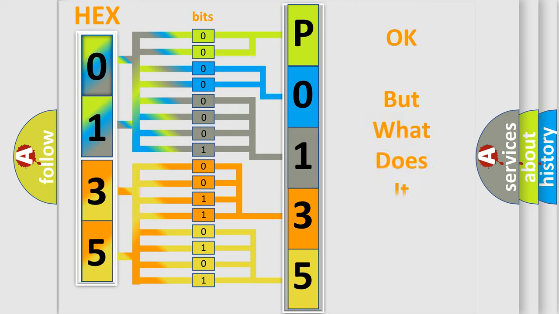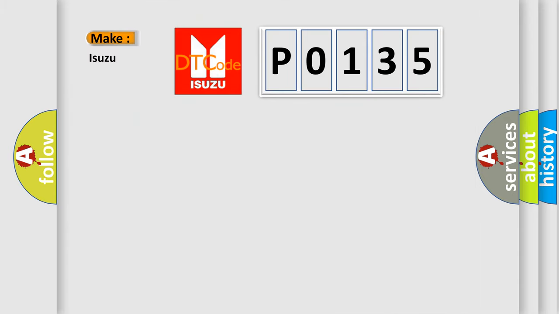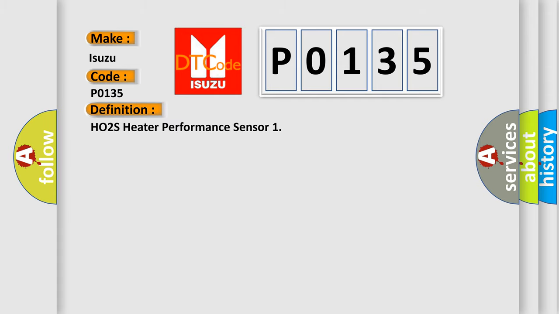The number itself does not make sense to us if we cannot assign information to what it actually expresses. So, what does the diagnostic trouble code P0135 interpret specifically for Isuzu car manufacturers? The basic definition is HO2S heater performance sensor. And now this is a short description of this DTC code.